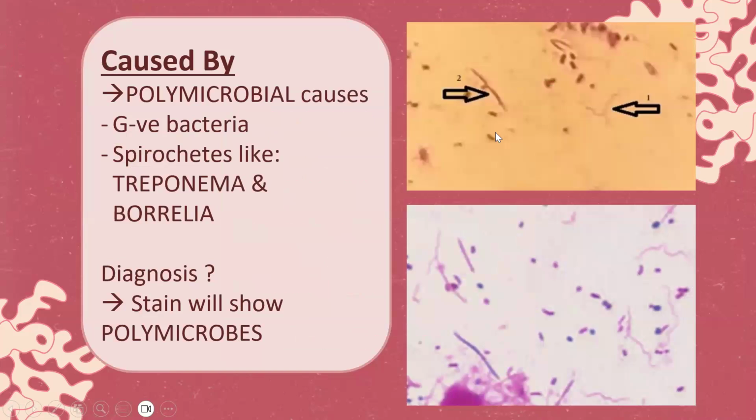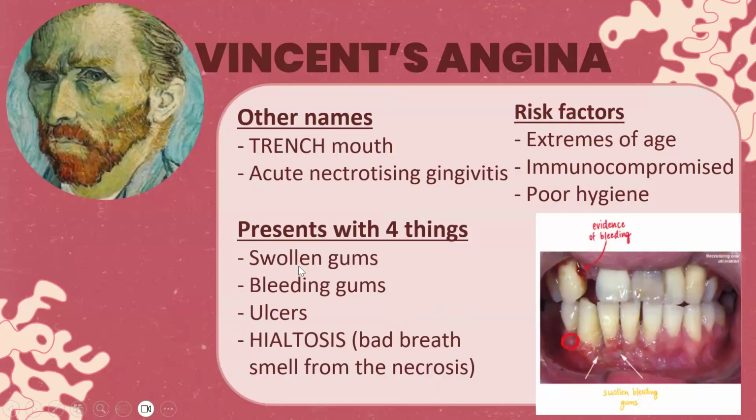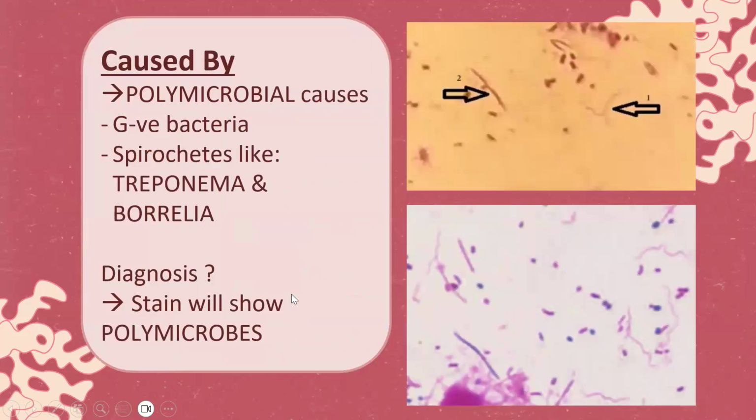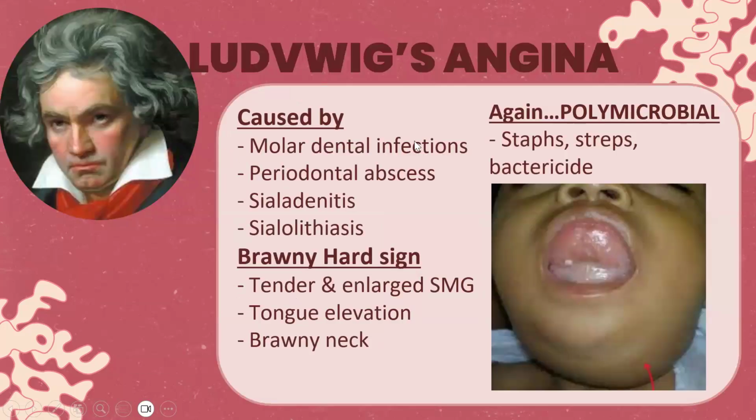It is polymicrobial, but it can be caused by Bacteroides, which are gram-negative bacteria, but also spirochetes like Treponema and Borrelia. So for a patient with symptoms like halitosis, ulcers, and bleeding gums, where you suspect Vincent's angina, you do a gram stain, look at it under the microscope, and see a polymicrobial culture. Here is a spirochete, another spirochete, another spirochete, and this is a gram-positive diplococcus. It could be anything, actually. Okay, the other type of angina is Ludwig's angina.